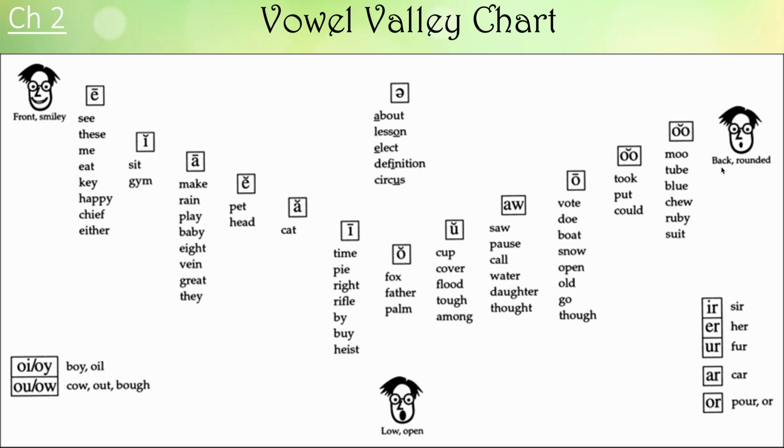And our lips get very, very rounded. To help create that sound with our tongue being so high in the back, we have to help it out with our lips being a lot more rounded. This one we can make a lot more smiley because our tongue's already up there and we don't have to help it out. It's already up there, so we have our smiley face.